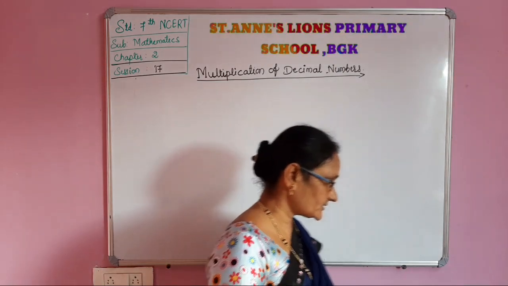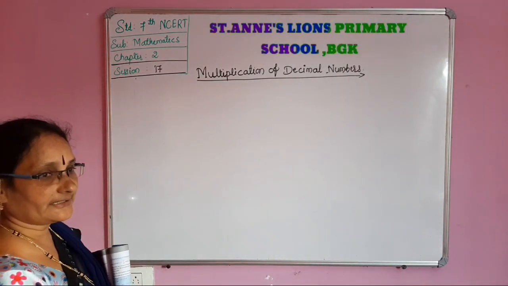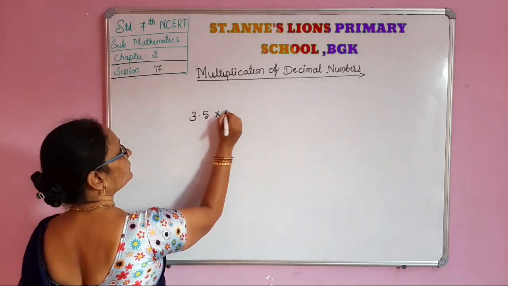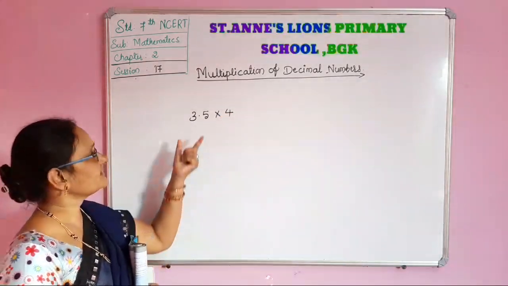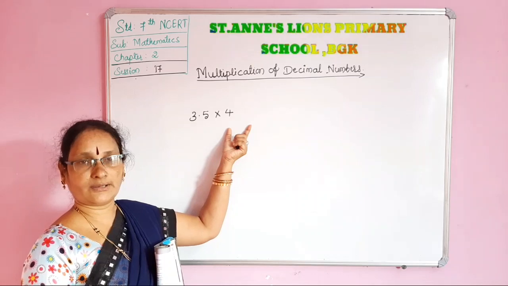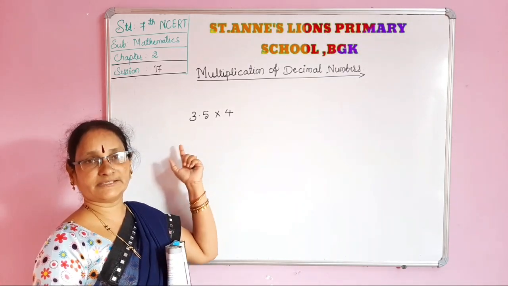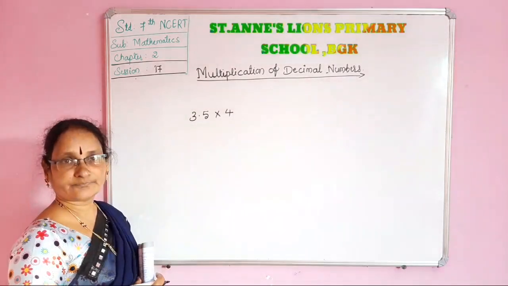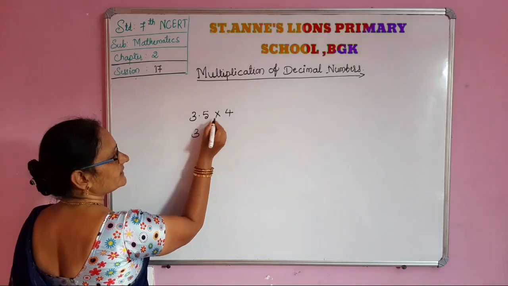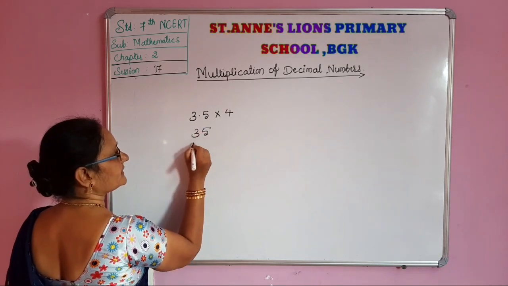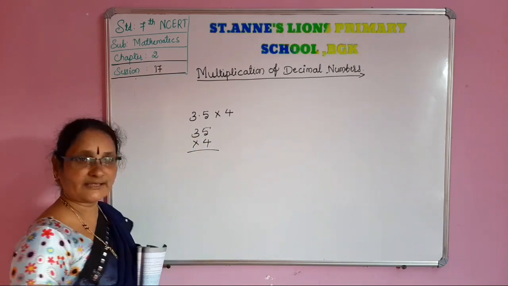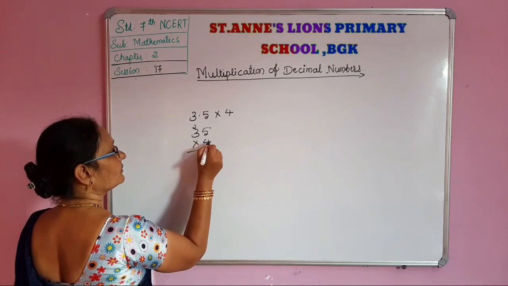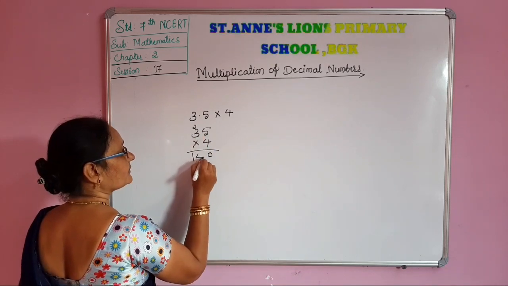So see here, students. First, one example I will take. Suppose 3.5 into 4. Here this is one decimal number. This is one whole number. How to multiply these two? See, as usual multiplication you know. Instead of 3.5 you have to write it as 35 into 4. You know how to multiply this. Simple. The same way: 4 5s are 20, carry 2, 4 3s are 12, 12 plus 2 is 14.